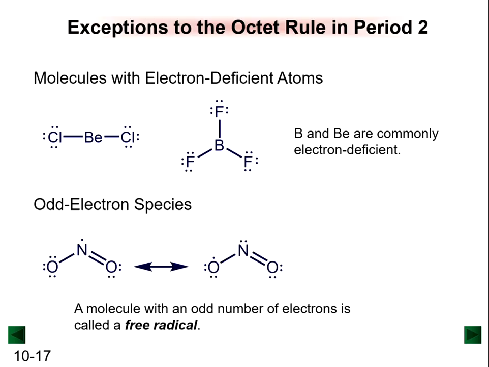There are also, in group 15, odd electron species. And a nice example is nitrogen dioxide. Since there's an odd number of electrons, then someone's going to have an odd number of electrons in the end. This is a molecule that we call a free radical. Free radicals, or radicals, are molecules with unpaired electrons. They tend to be more reactive species, as you would expect.